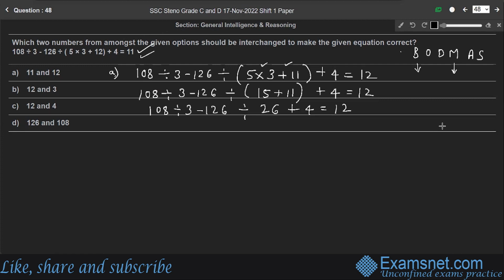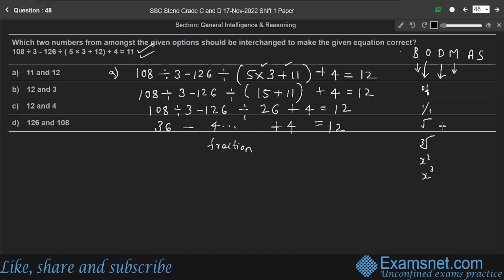Now we have removed the bracket. Go for off part. Off means if there is any percentage or square root or cube root or square or cube part, those parts should be solved first, right? So there is no off part to solve. Next comes division. Here we have two division parts, 108 by 3 and 126 by 26. So 108 by 3 is how much? 36 minus 126 by 26. So you will get 4 point something, right? You will get a fraction, right? Lastly, plus 4 should be equal to 12.